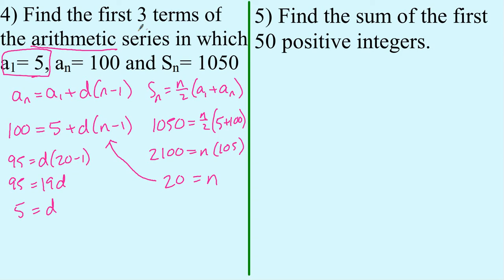Well, it said the first 3 terms. The first term is 5. The difference is 5. So just keep adding 5. There are your first 3 terms.